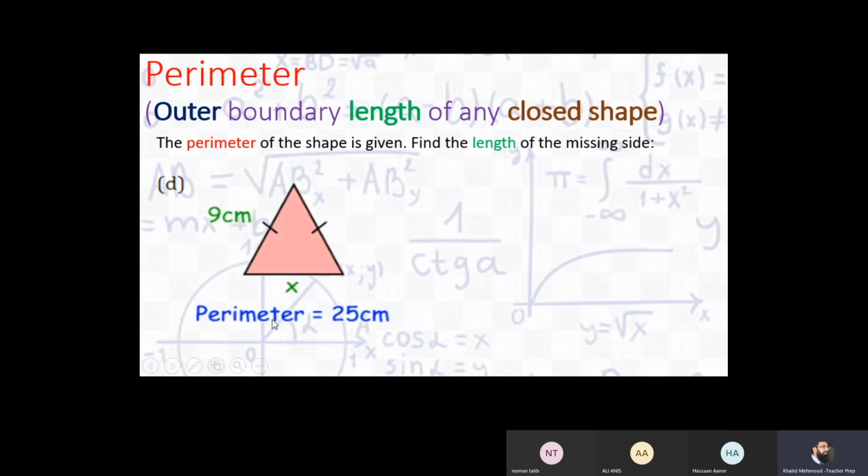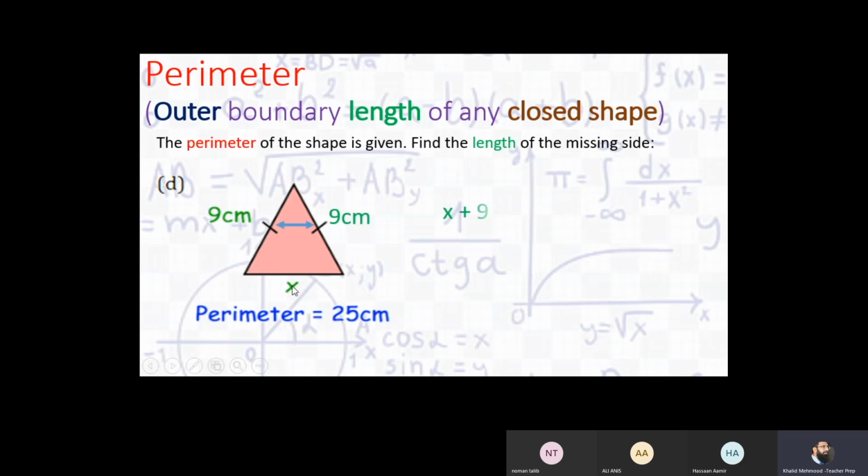Now in this example, you can see an isosceles triangle, because two lines are marked with a small line, so it means these two lines are equal. So if this is 9 centimeters, the other side with the small line will also be 9 centimeters.